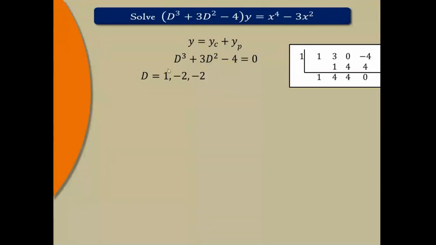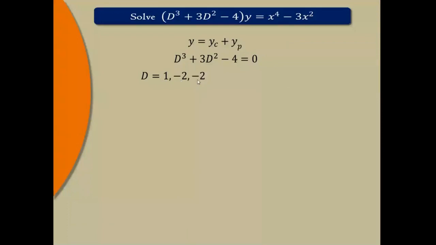Now, which type of roots are these? One is real distinct and minus 2 is real repeated. So use the conditions of real repeated and real distinct. By using real distinct, we get c1 e raised to 1x. This root is repeated 2 times, so we have to take 2 arbitrary constants. So how to take them? (c2 plus c3 x) e raised to that repeated root, that is minus 2x.